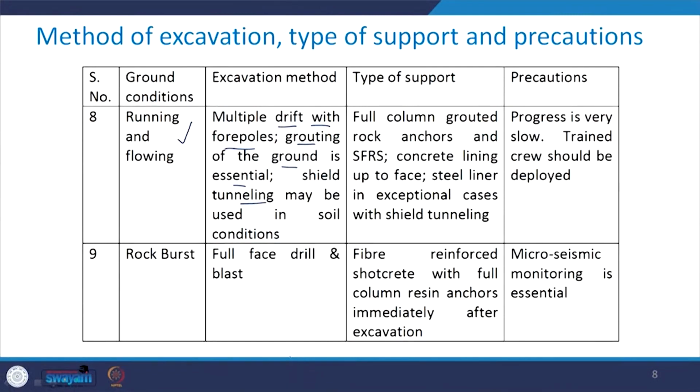Full column grouted rock anchors and SFRs are among the recommended types of support for ground conditions which are running and flowing. Concrete lining up to the face. Steel liner should be provided in exceptional cases with shield tunneling. Progress is very slow, and in this case a trained crew should be deployed as far as the construction activity is concerned in running and flowing ground conditions.